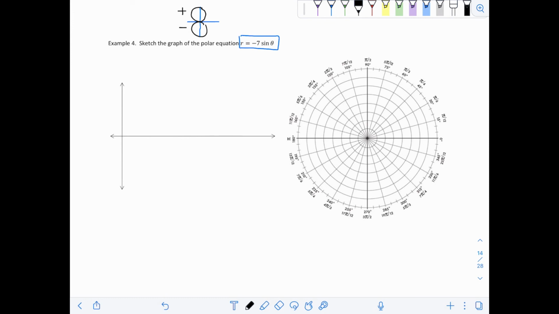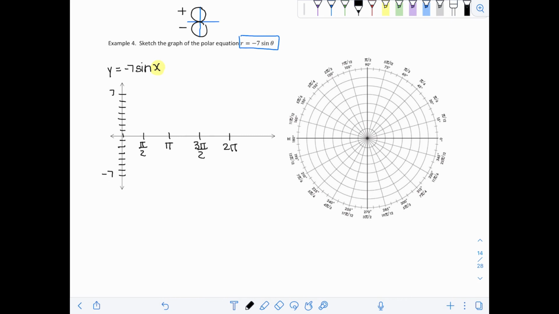So to plot points, I'm going to try to draw it as though it were a rectangular graph. So y is equal to negative 7 sine of x. And so this is going to go between 7 and -7. Five key values. The x is not changed, so the period is going to be 2 pi. So I'm going to write those key values in.